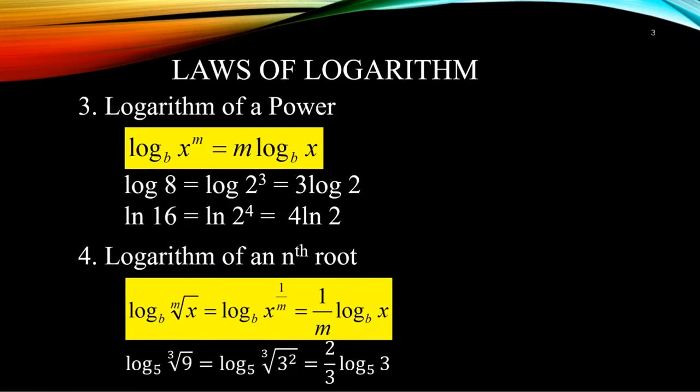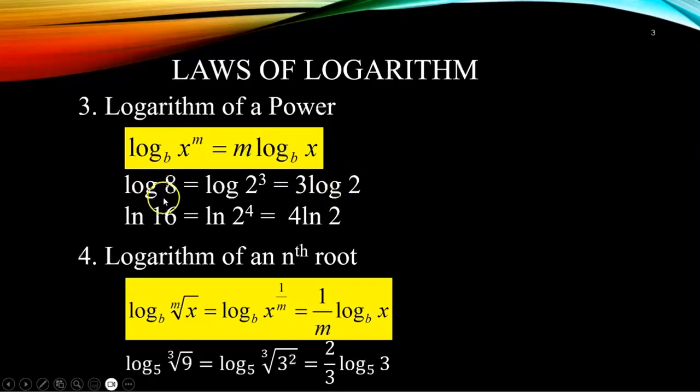For the third law, logarithm of a power. If you have, for example, logarithm of x raised to m base b, you can bring down the power m to the front. So for logarithm of 8, you can express 8 as 2 to the third power. 3 goes down in front. This can be expressed as 3 logarithm of 2.